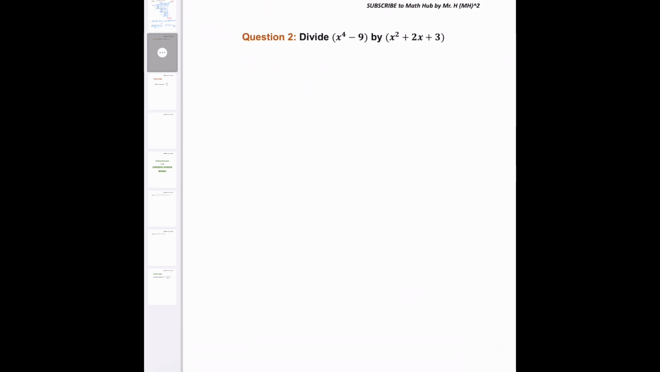So as you can see here, our p of x, or the dividend, only has x to the fourth.